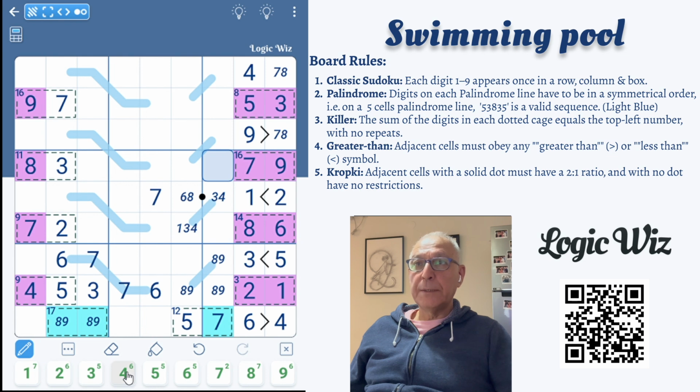For here we are left with 4 and 5. And here we can have 3, 4, 5. Now we removed 1 from here. I can remove it from the other side of the palindrome. 1 cannot go here. 1 here cannot be in the middle. It has to be here.